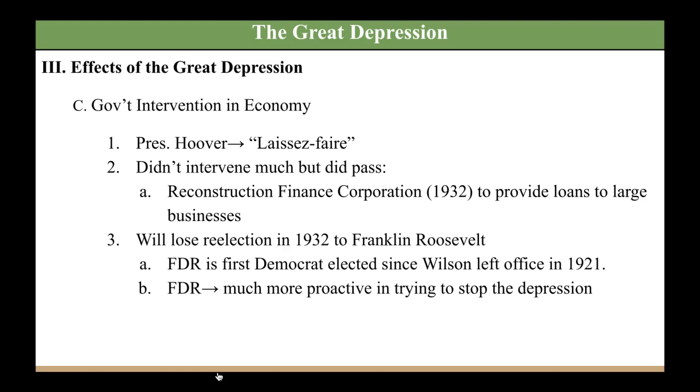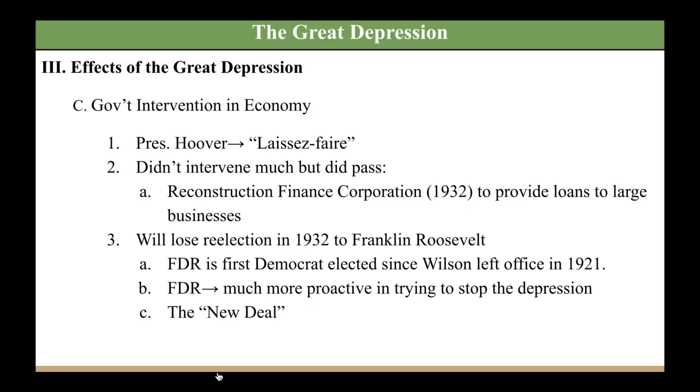FDR has a much more proactive approach in trying to stop the Great Depression. He feels like the government has to get involved, and the government is going to have to engage in some things that they haven't typically engaged in before in order to stop this hemorrhage of economics here in the United States. And so he's going to be much more proactive in trying to stop the Depression. He will institute what is known as the New Deal. And when we move forward with this unit, we're going to be looking at the New Deal policies very in depth, because it is this New Deal that will put us on the road to recovery.